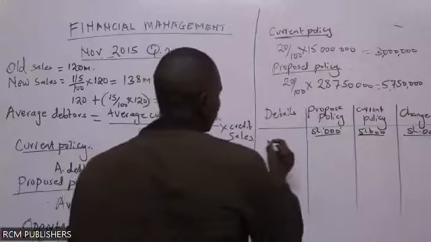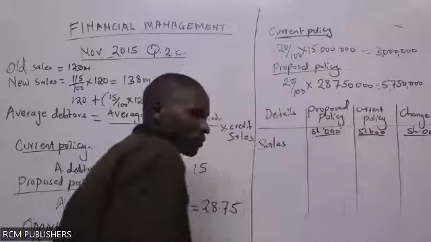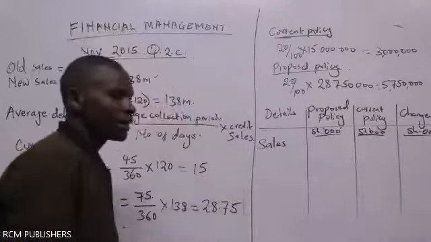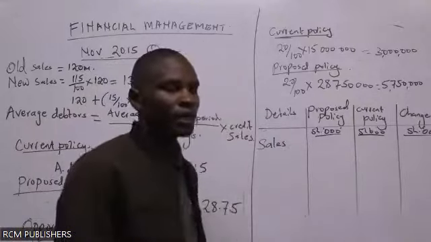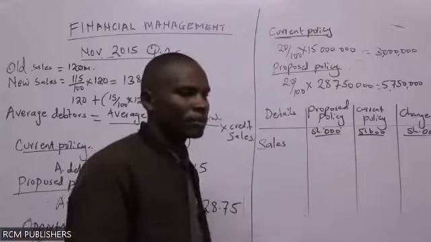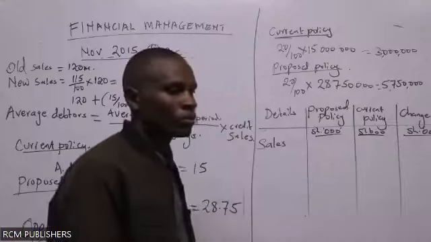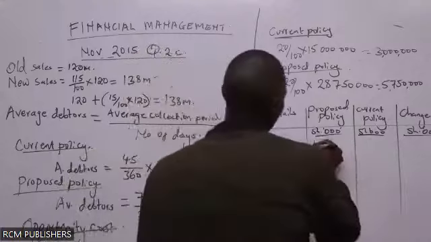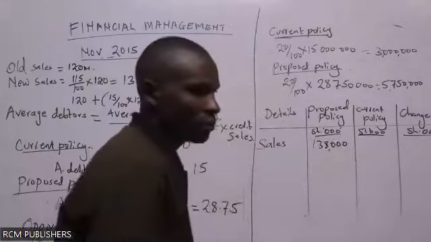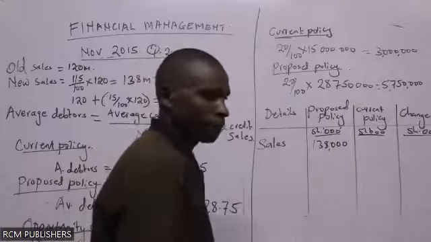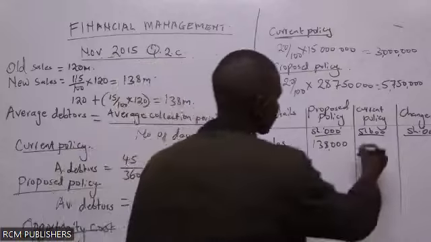Okay. Sales. Give me the sale for the proposed policy very fast. Acha tufanye haraka haraka. I need us to do more. Nataka tufanye mingi so that we get to understand, you know. 130,000. Thank you. What about the current policy? Is it 120,000?